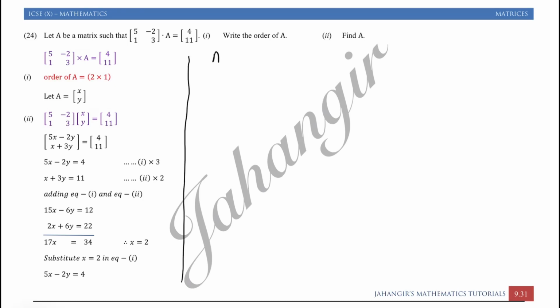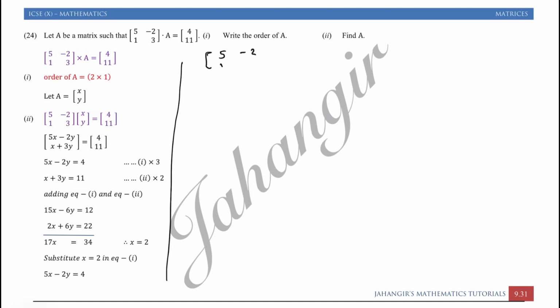In this question we have one matrix given, [5 1; -2 3], into A is equal to one more matrix given, [4; 11]. We have to find the order of A.